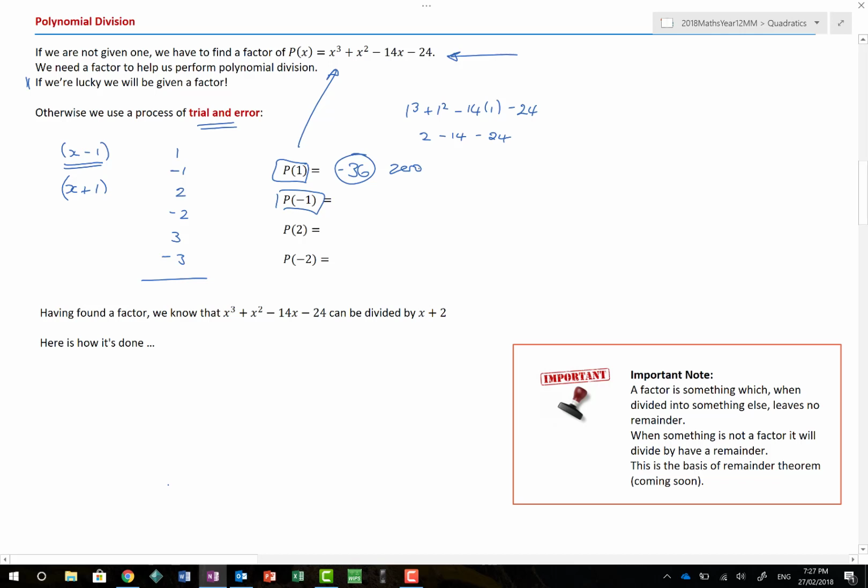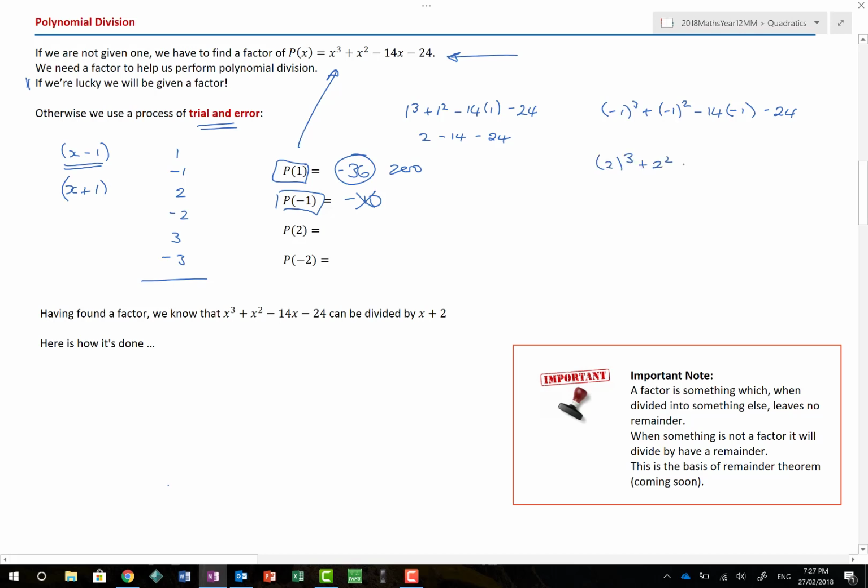We put minus 1 in, and what do I get? I get minus 1 cubed plus minus 1 squared minus 14 times minus 1 minus 24. Well, when I work that out, I actually get minus 10. That is not a factor, right? So that's no good. When I put p of 2 in there, and again, we get 2 cubed plus 2 squared minus 14 times 2 minus 24. I actually end up with a minus 40, right?